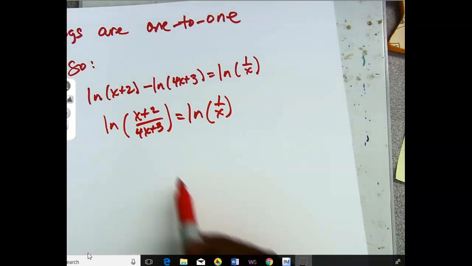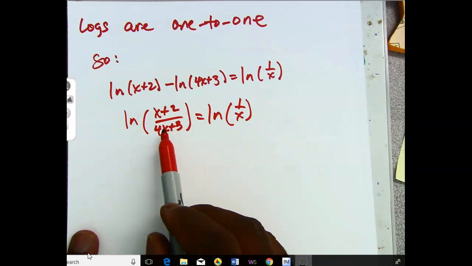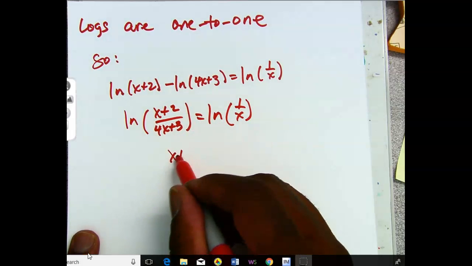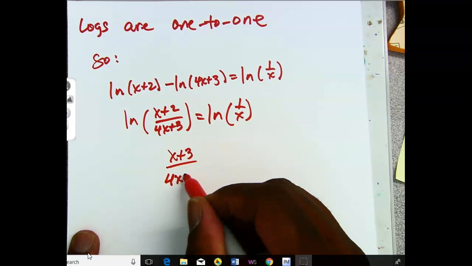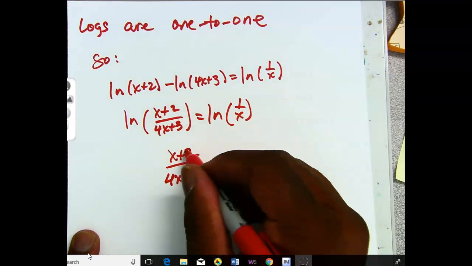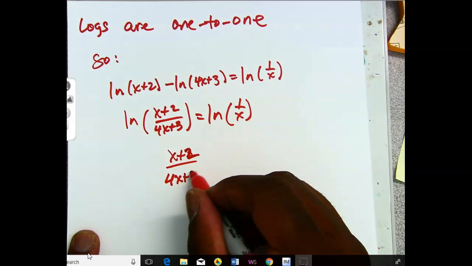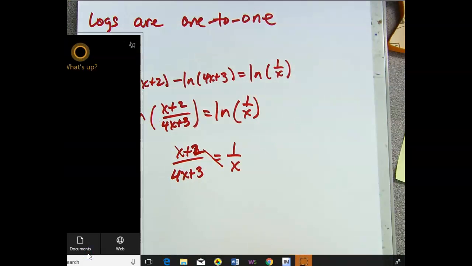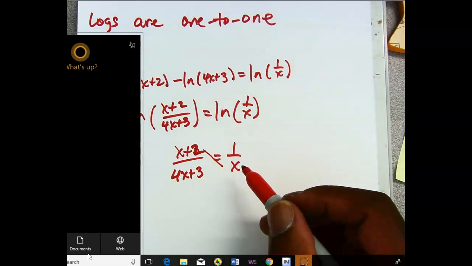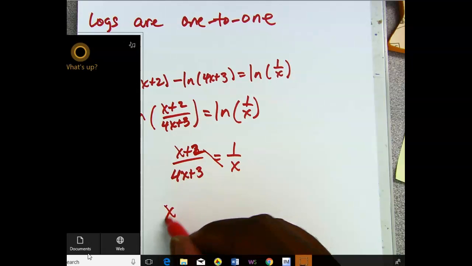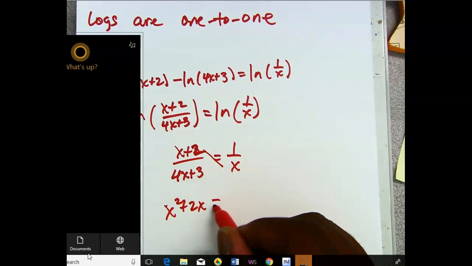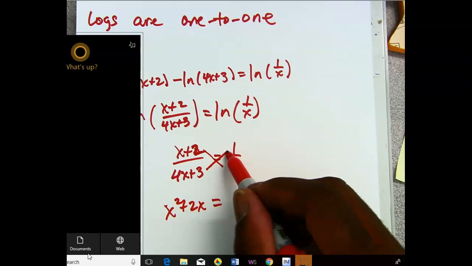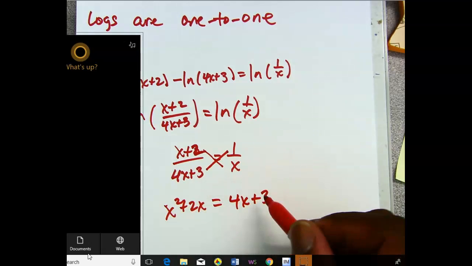Now, because these are one-to-one functions, I can set these two equal. x plus 2 over 4x plus 3 is equal to 1 over x. And now that's what we need to solve. Cross multiply, well, I guess what you said is fine. You said multiply both sides by x? Yeah, that's what I'm doing. So I'm going to get x squared plus 2x equals 4x plus 3.